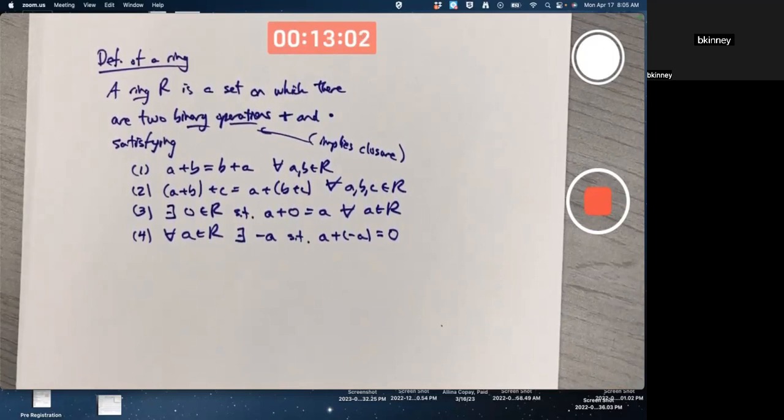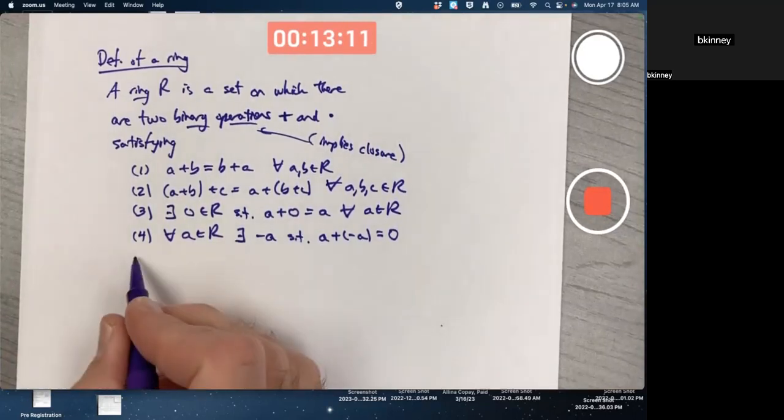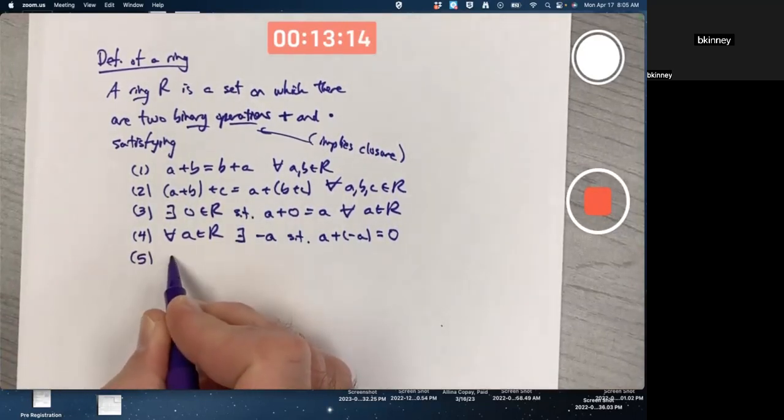Now, we have this binary operation of multiplication. And again, calling it a binary operation already means it's closed. What else do we assume about multiplication? We do assume the associative property.